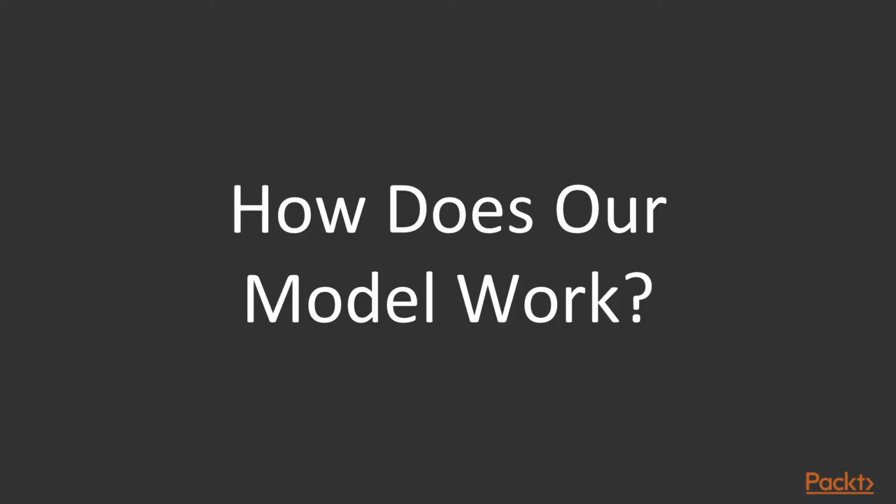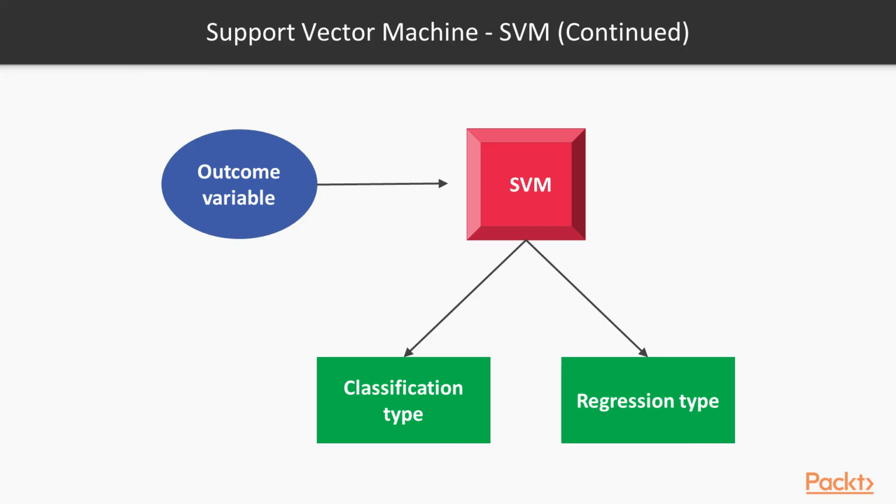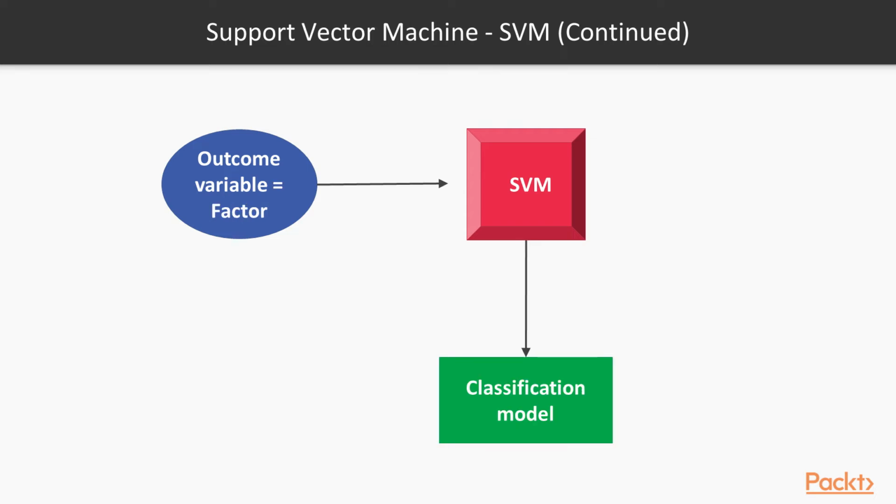But before that, we will understand how our model works. The SVM function will determine whether the model is of classification or regression type depending on the nature of the outcome variable. If the outcome variable is a factor, SVM will go ahead and build a classification model. For this, our arguments will be the model formula and the dataset. We can also pass the outcome variable and predictor variables separately as the x and y arguments.